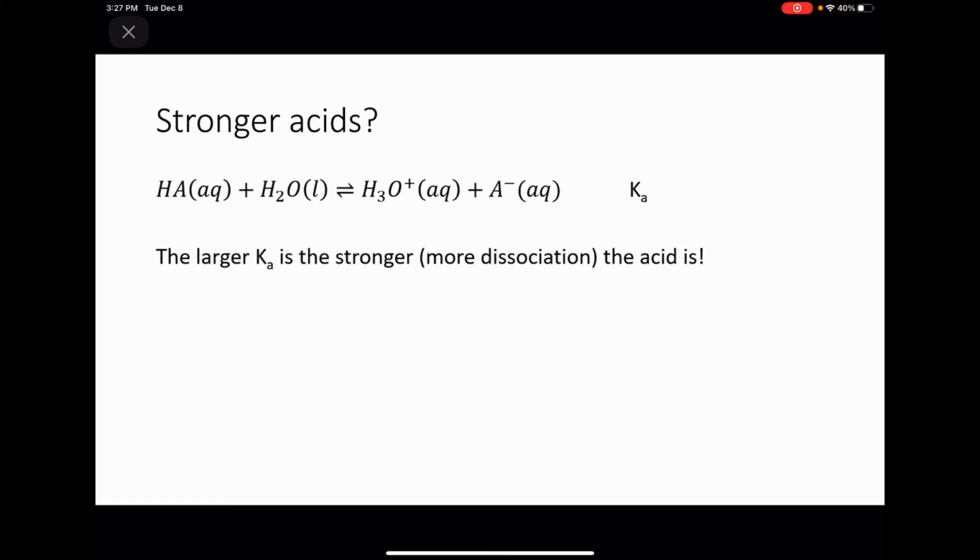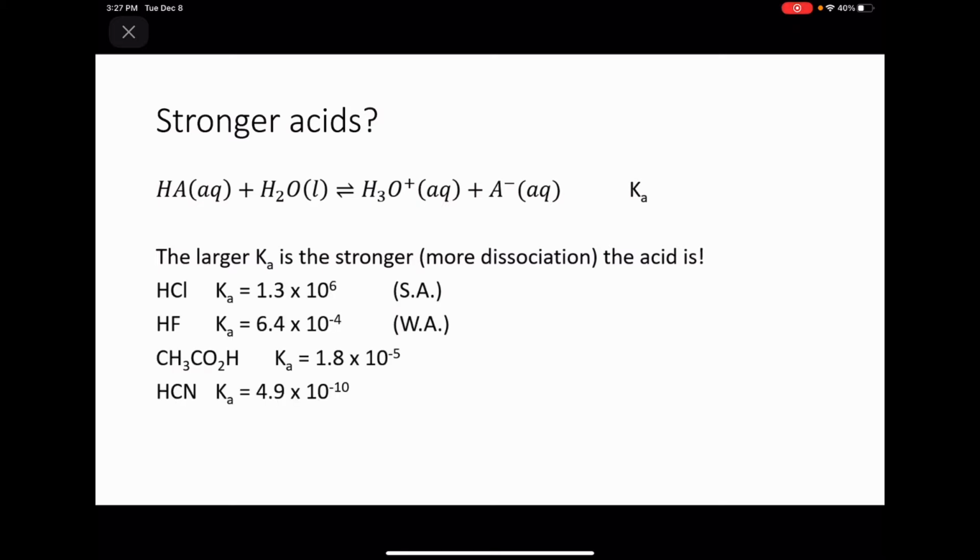Remember, in the case of our strong acids, we don't even write it as an equilibrium. So I've looked up a few Kas. So HCl is one of our strong acids, or hydrochloric acid. And you can see that the Ka for that is 1.3 times 10 to the 6th. Okay, so it's a very large equilibrium constant, which means we're favoring products. We're going to take all of HA and make H3O plus.